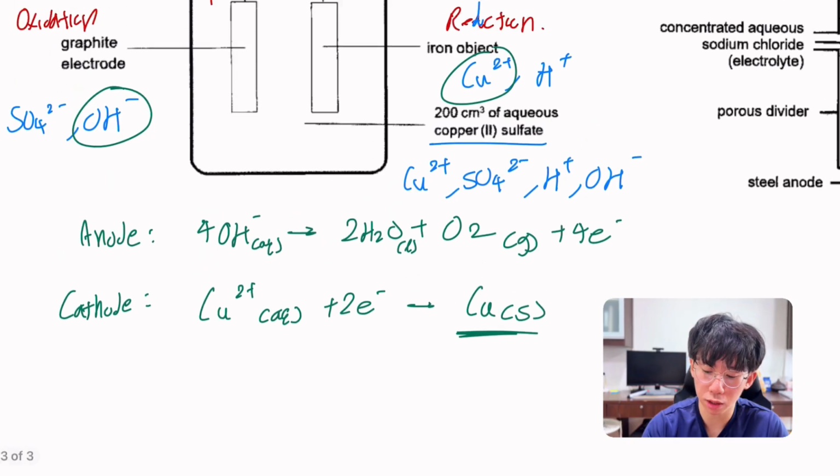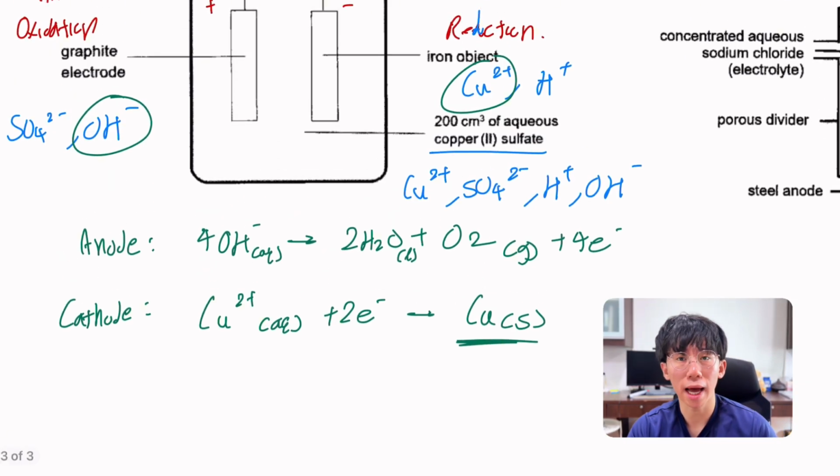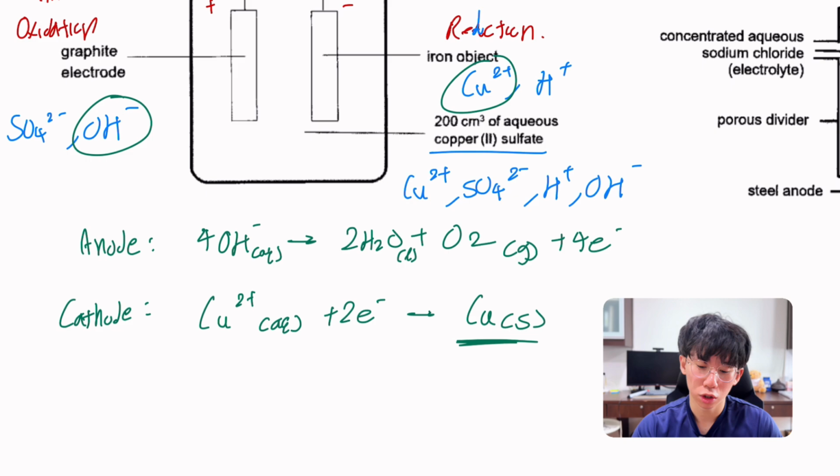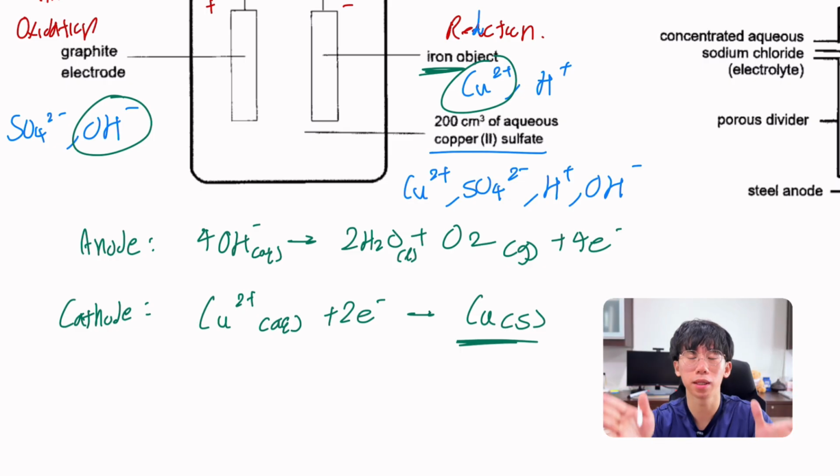And because your copper metal is being produced at the cathode, it's actually plating the iron object over here. So your iron object will be covered in copper deposits all around. This is why this is also called an electroplating reaction.